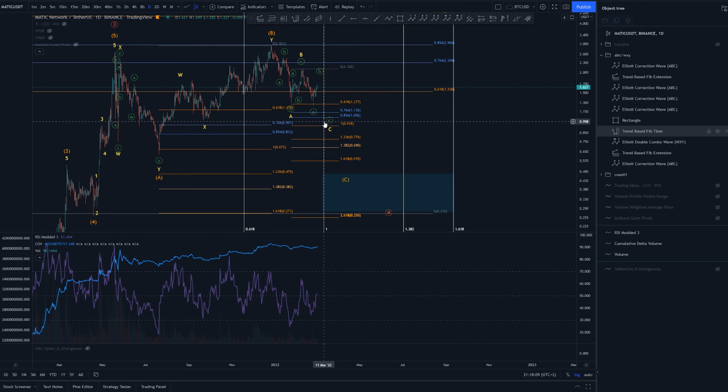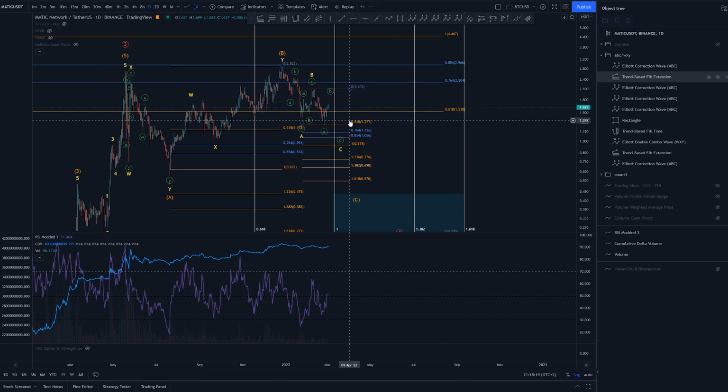Time-wise it would be 11th of March, but it's kind of hard for me to see this come down back here unless it's a running flat, and then we can actually stop around here.